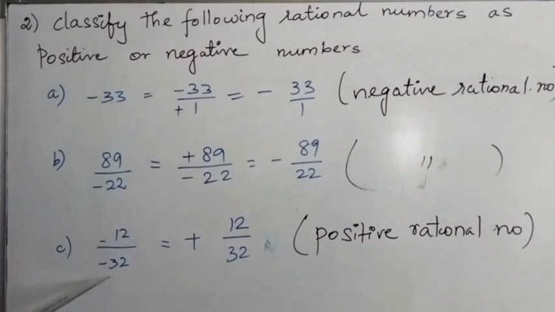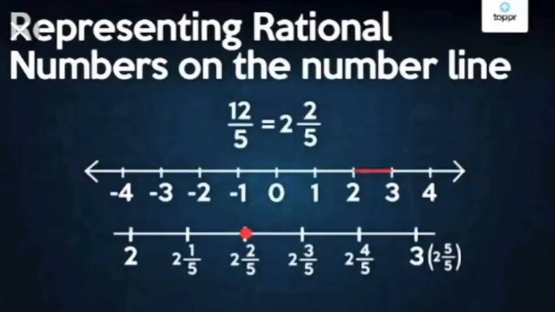Both are the same sign. Same sign, so that is plus. Okay? Then we get, how do you write that answer? It is a positive rational number. Next we have to see about rational numbers on a number line.